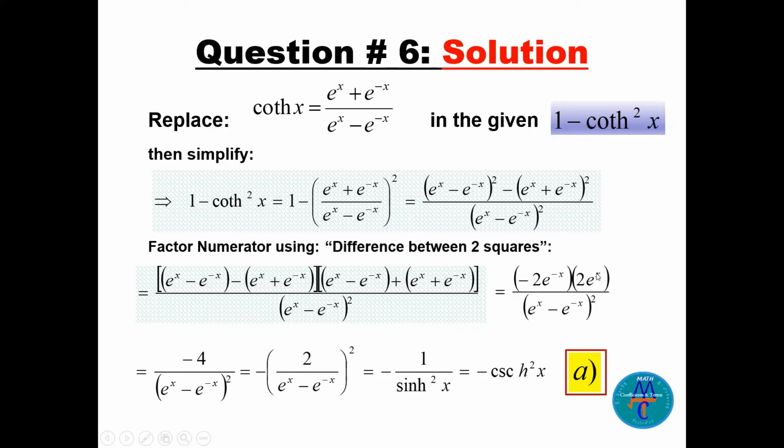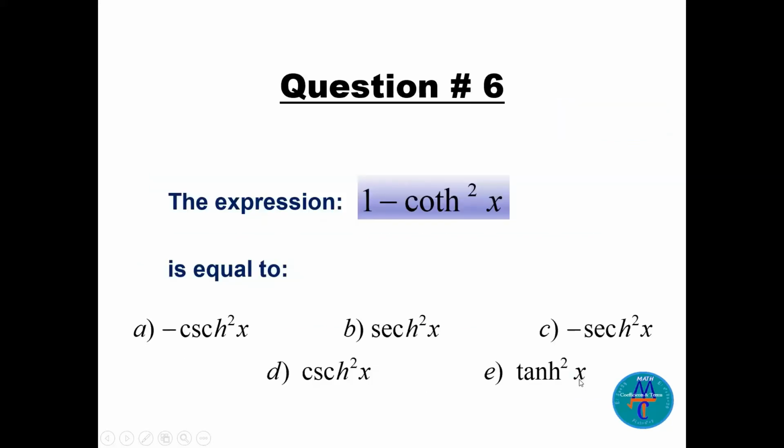You see, e to the power minus x, e to the power x, when you add, you get e to the power 0, which is 1. So minus 4 is there, divided by all this squared. Leave this minus here. 4, make it 2 squared, 2 over this. There's another squared here, so it will be 2 over all this, e to the power x minus e to the power minus x squared, which is minus 1 over hyperbolic sine squared. So the answer will be minus hyperbolic cosecant squared of x, which is choice A.